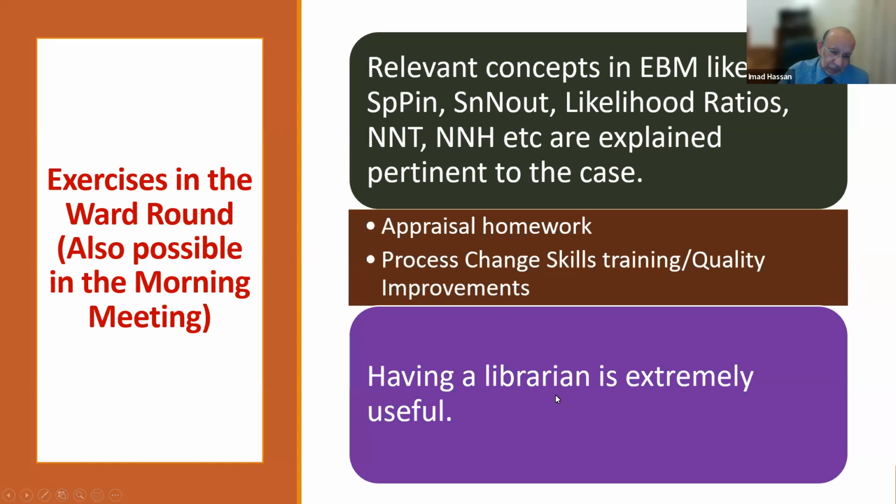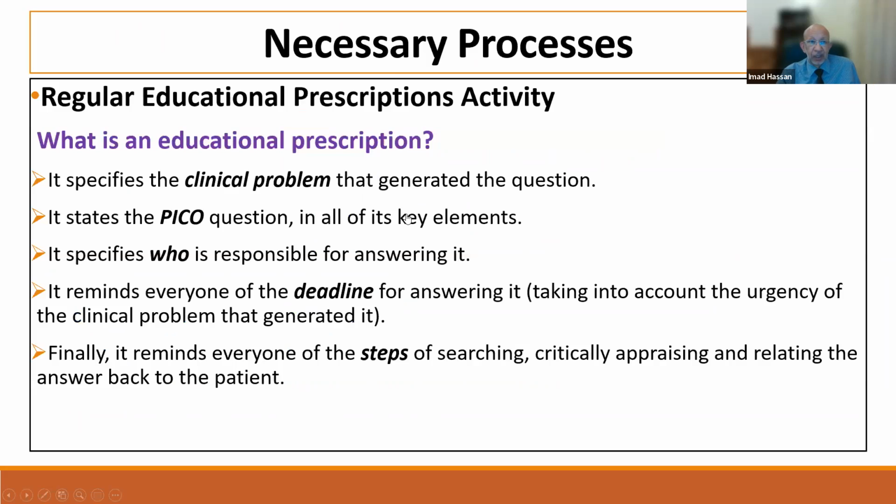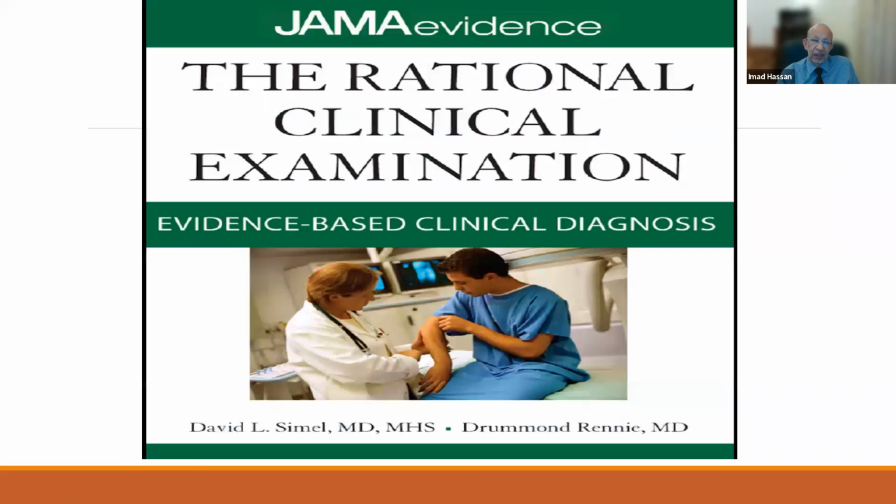And some people, like David Sackett and the original people who developed EBM, had a librarian in the ward round to help them with the literature search, right? Now you don't need a librarian if you're an expert in literature searching. You can do bedside literature searching. There are many resources like the BMJ Best Practice. There is something called the education prescription. It's a simple page. You have it in the ward round and ask people to put the PICO, right? What is the problem, the intervention, the comparison and the outcome. And then people do the search and come back the next day telling you what they have done, right? This is what I showed you.